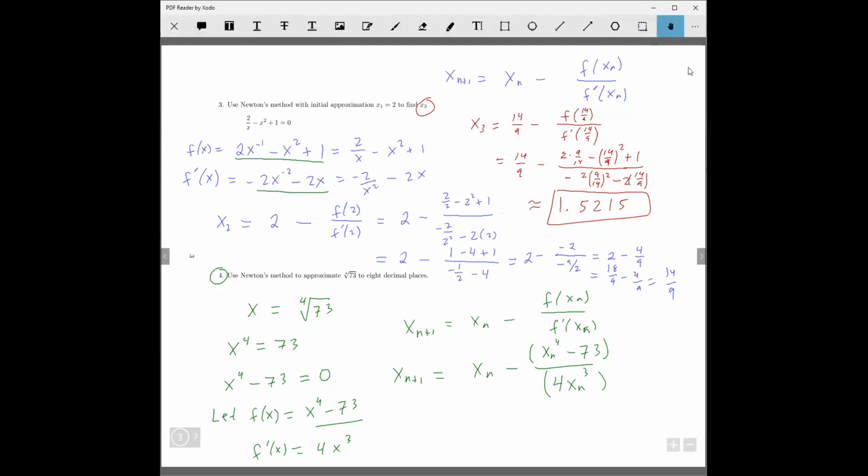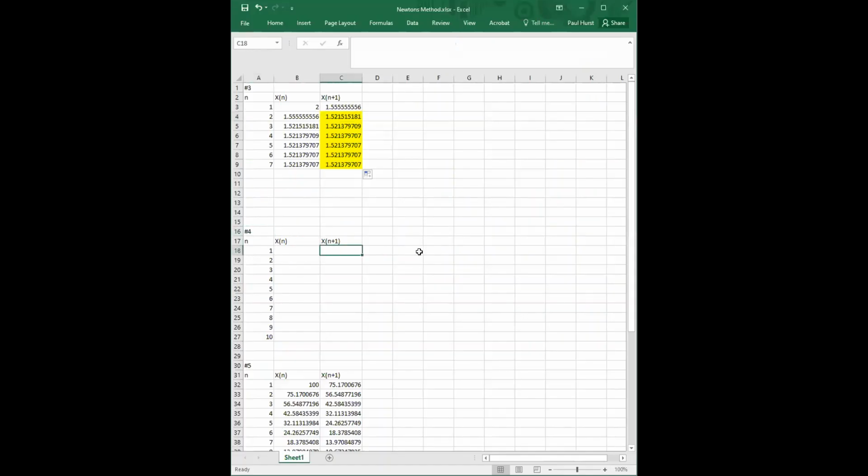Let me go over and put that in there. This is number 4. So now the cell is B18. That's equal to x_n, which is B18, minus, in the numerator, f of x_n, which will be B18 to the 4th minus 73. And in the denominator, f prime of x_n, which is 4 times B18 to the 3rd power. That'll be the denominator.